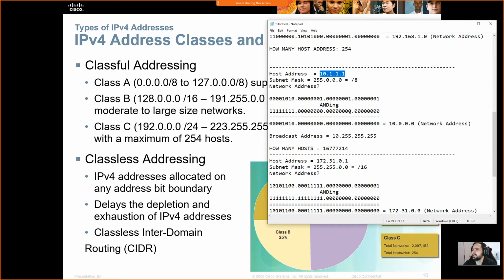Is this a class B address? No, it's a class A, guys. Yeah, it's /8 and starts with 10.